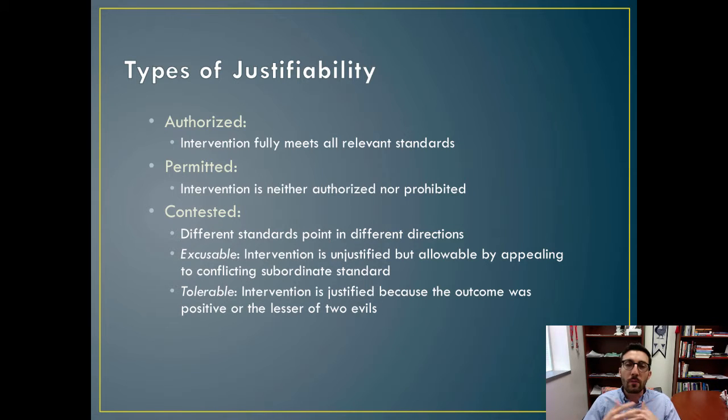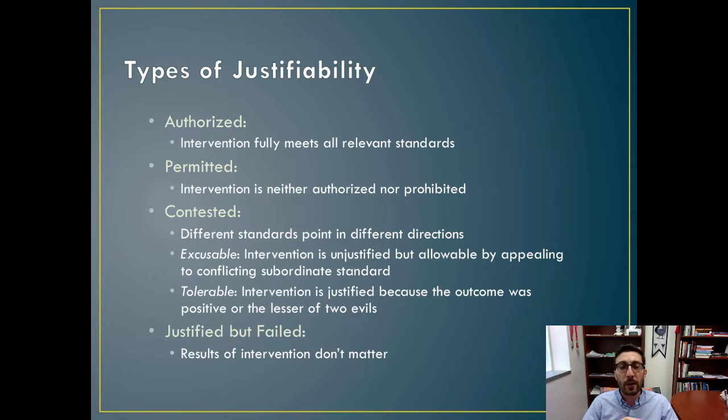So here, you can make the argument that the humanitarian intervention engaged by that country was tolerable because it rooted out a force for evil in that country, but it might have replaced it with something that was only slightly or marginally better than what was there initially. And then the final category is intervention that is justified but failed.